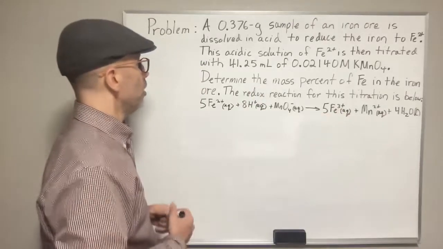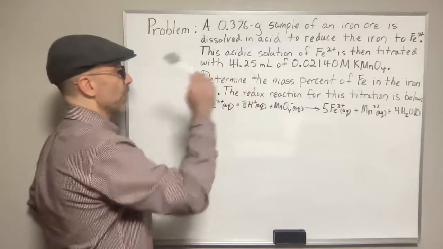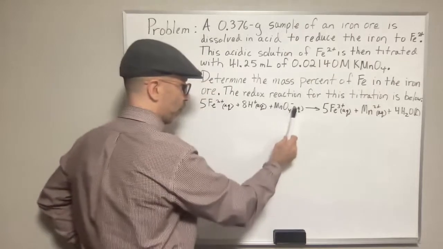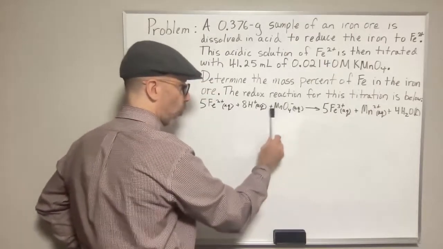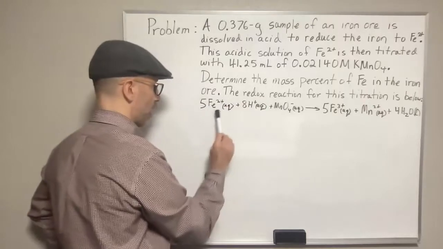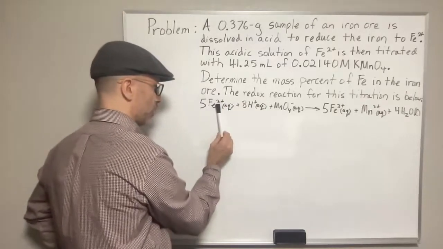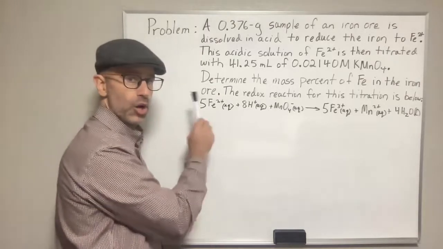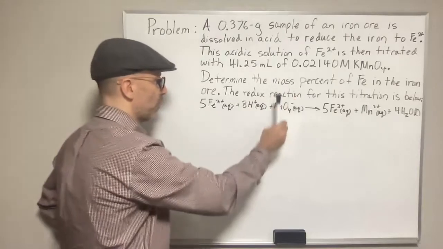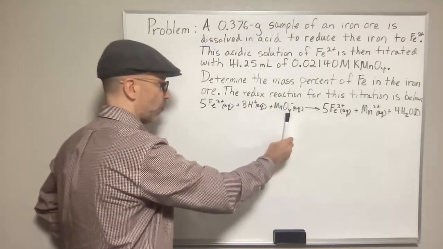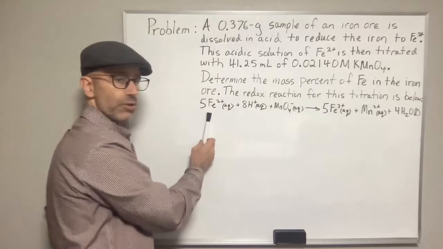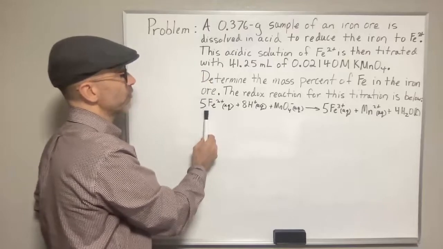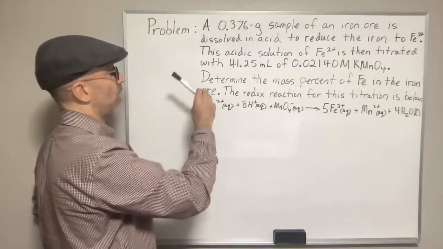So where do we begin? We know that if we could figure out how many moles of MnO4- was added to react with the Fe2+, then we could use the 1:5 ratio as a mole ratio conversion factor to convert from moles of MnO4- to moles of Fe2+.